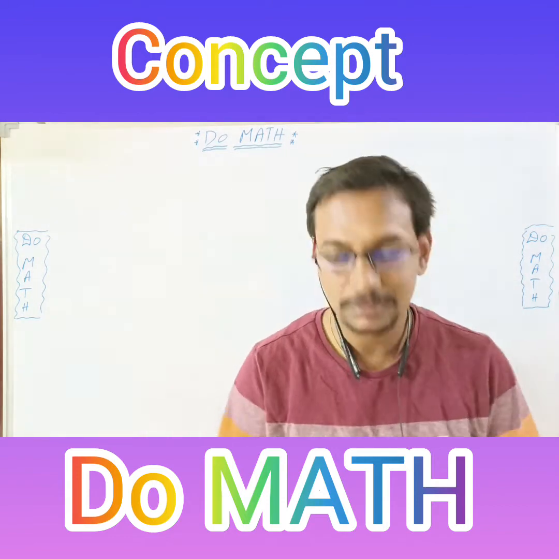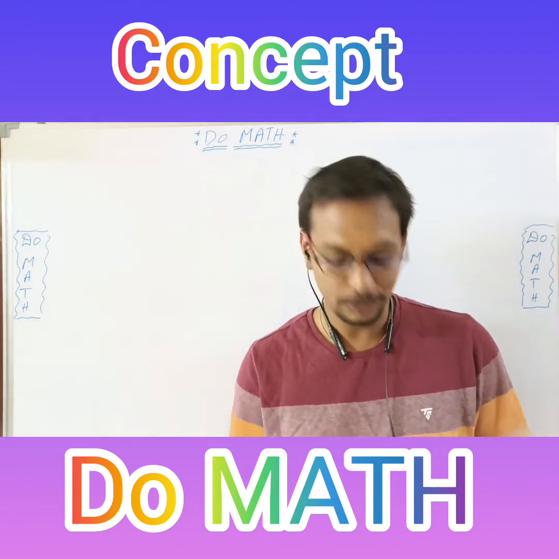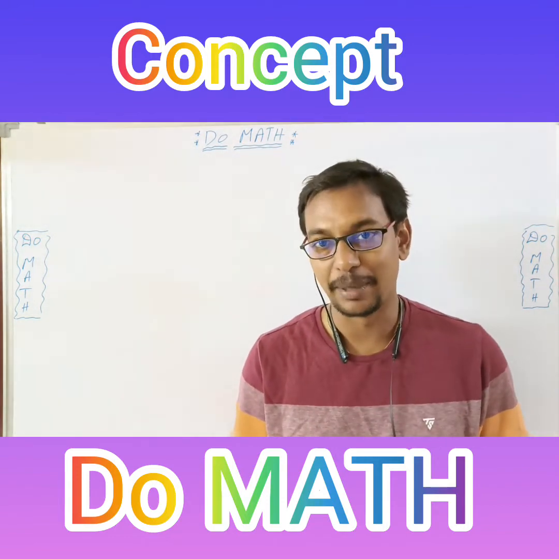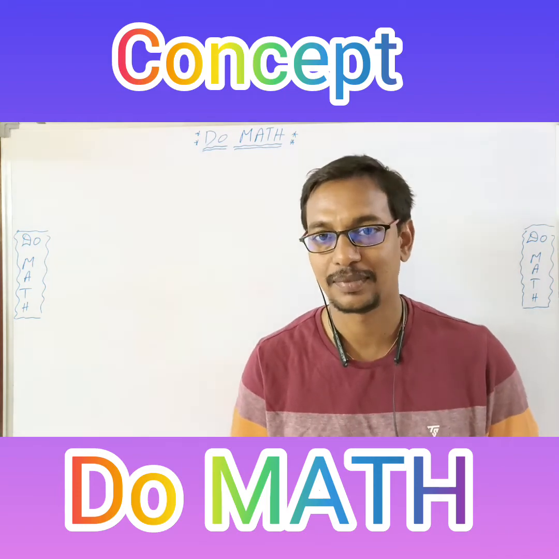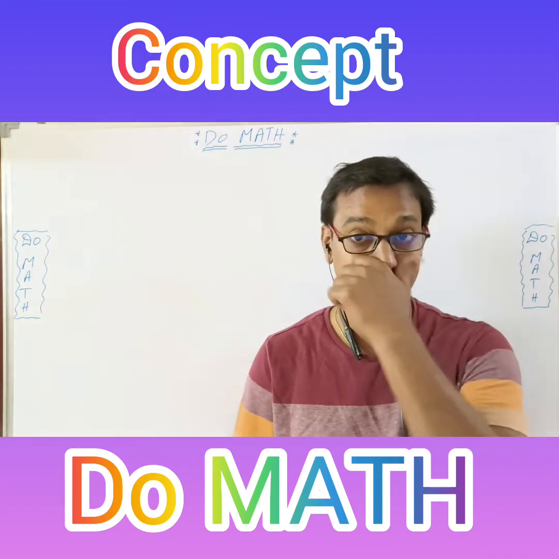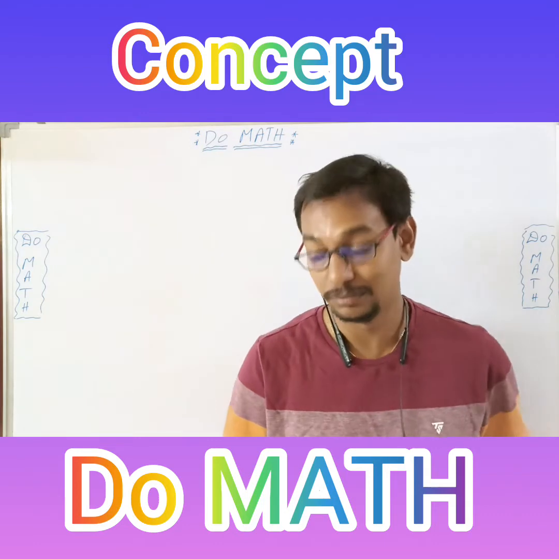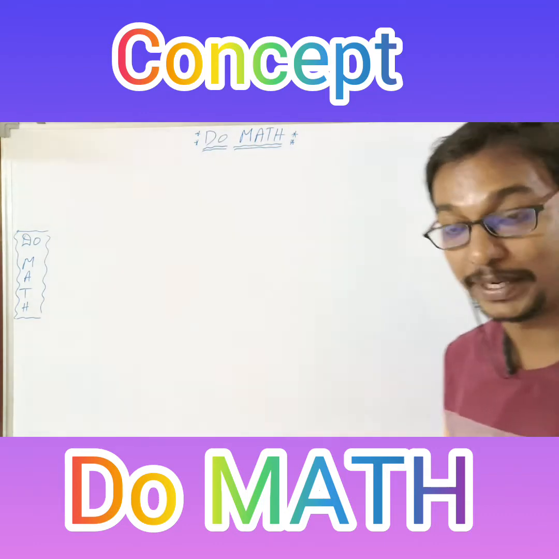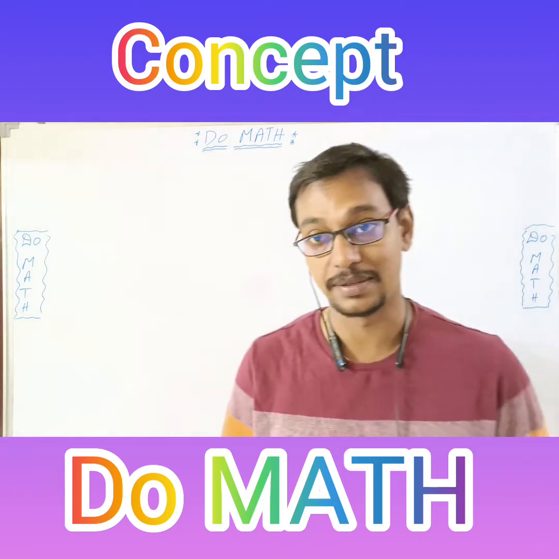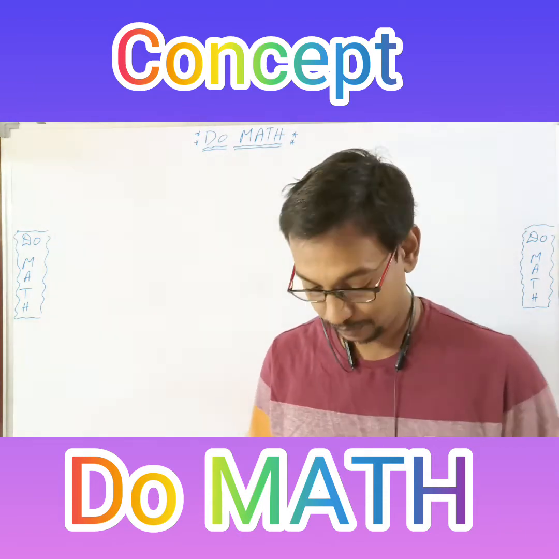So now, matrices: the remaining concepts. That means adjoint, determinant and cofactors, and special types of matrices. That is what we are going to discuss.